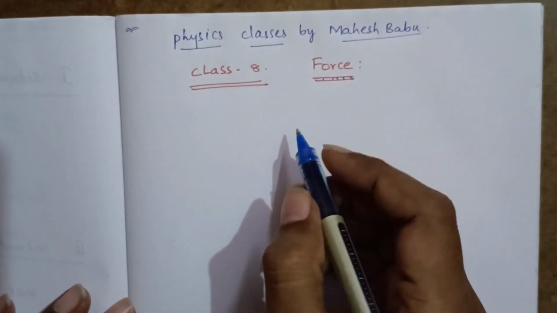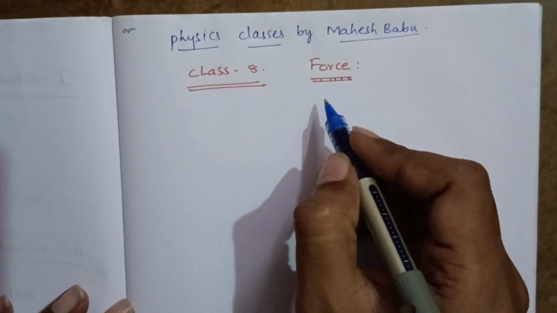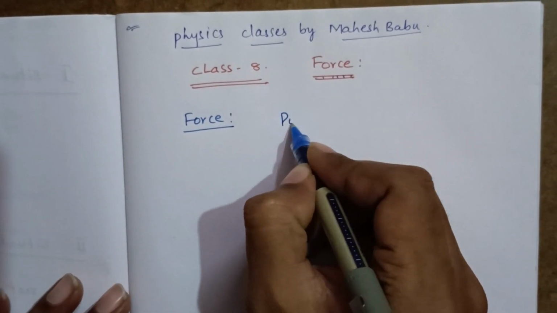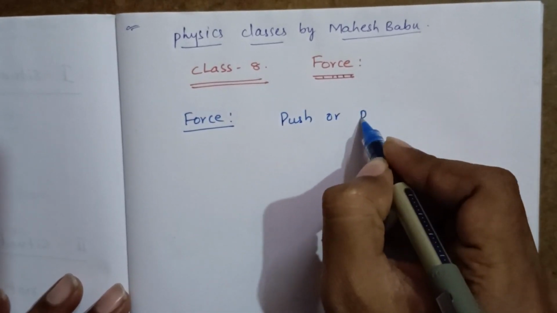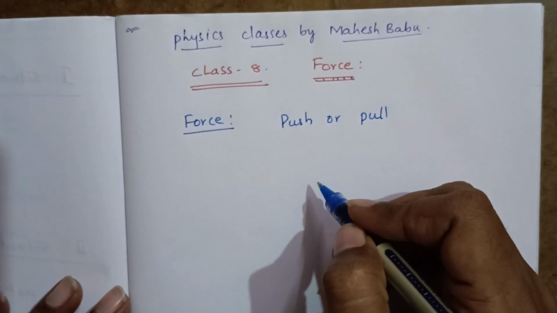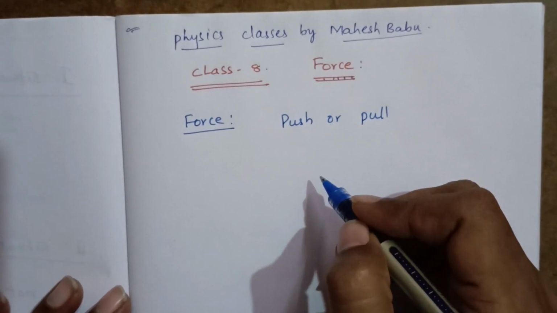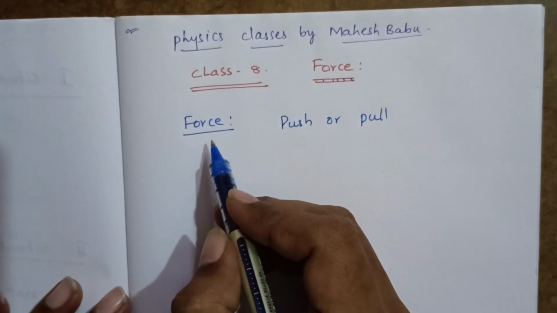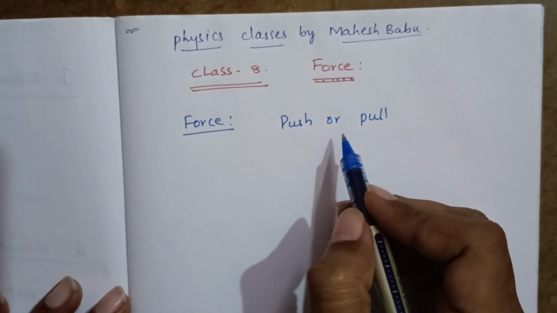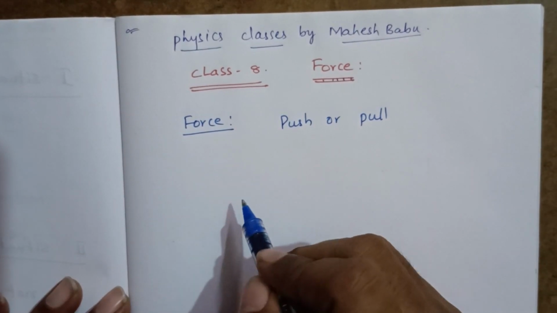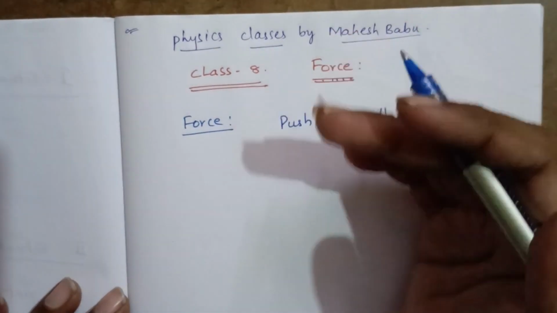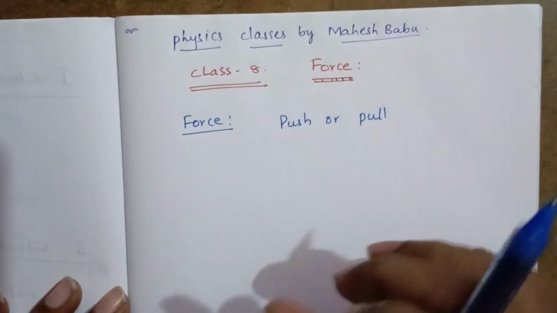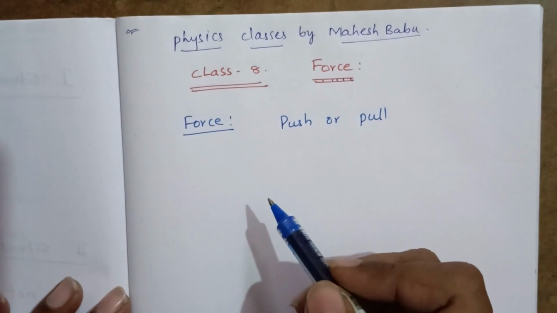8th class, force. Now what is meant by force? Force is a push or pull on any object. Push or pull on any object is known as force. Opening the door, moving it towards us, is pull. Closing it, away from us, is push.